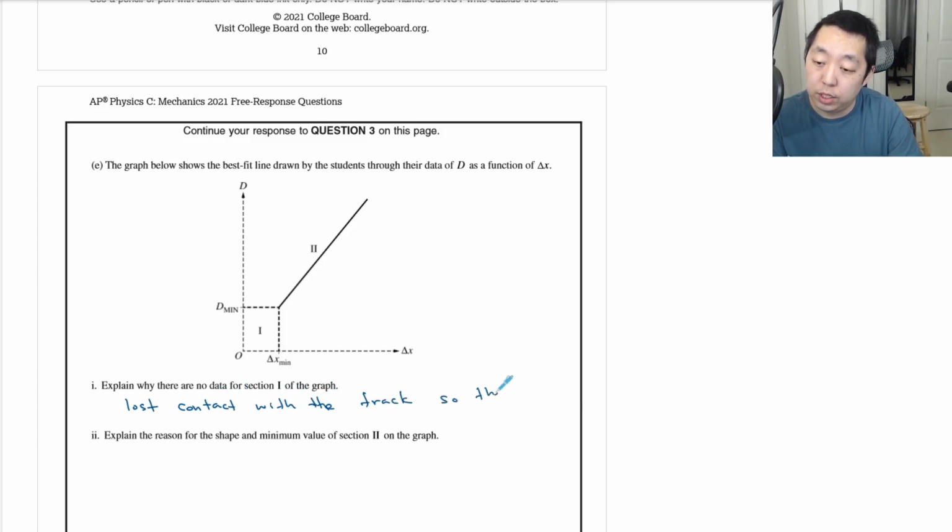So the motion was not, I would say the block didn't come out horizontally. I'm just saying that it basically didn't make it through the track. We'll just say the block didn't make it through the track. That's what I'll say.